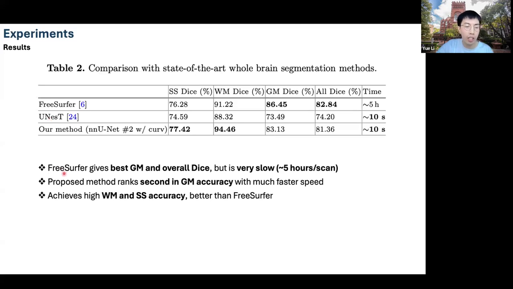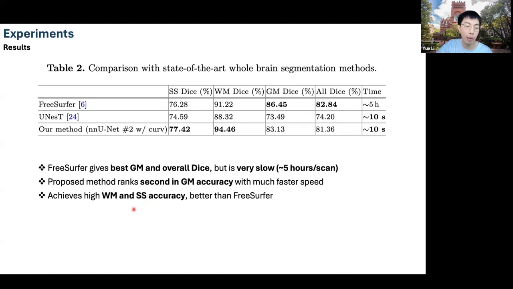As we can see, it's not surprising that FreeSurfer achieves the best gray matter dice score because it implicitly takes the curvature and geometric features into consideration. And a lot of correction steps may help it to improve the parcellation results. The proposed method ranks second in gray matter, but with much faster speed. FreeSurfer consumes about 5 hours, but the proposed deep learning model only needs 10 seconds.